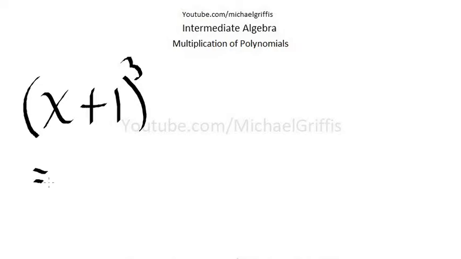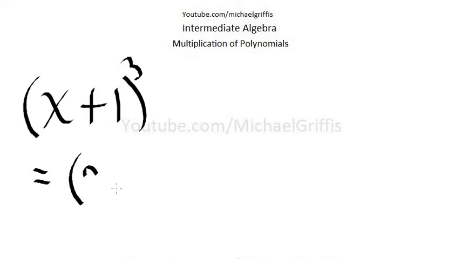We've got a complicated one coming up. (x plus 1) raised to the third power. So we want to expand this. Let's go ahead and I'll write an equal sign down here. So what does this mean?